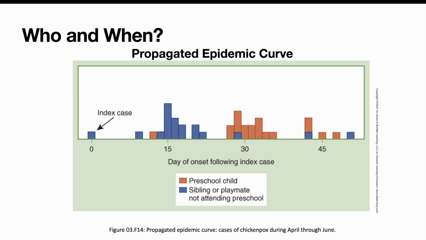And then there was a preschool child that got it, and that would be the orange there. Then we have more non-school children presenting with the chickenpox. And then 14 days after the first preschool child got the disease, we see an outbreak in the preschool, right? So this is a propagated epidemic curve. It means it's like one curve and then another curve, and you can see your index case from the curve before, and then you see the next curve, and it may peter out a little bit, or it may keep propagating.